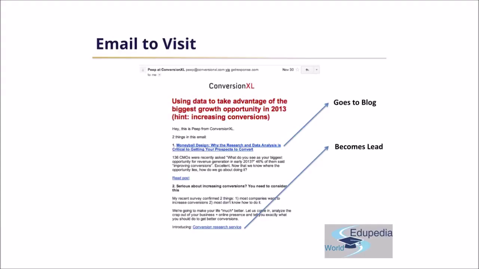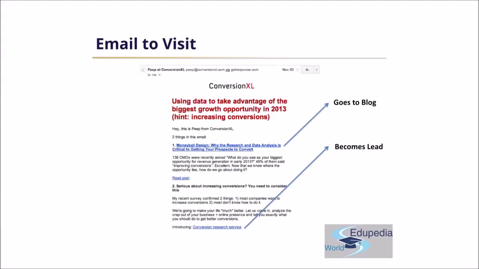It talks about, again, using data to take advantage of the biggest growth opportunity in 2015. It gives you a hint: increasing conversions. How? Hey, this is Peep from Conversion Excel. Two things in this email. One, you can read about why data analysis is critical through a blog. You give them a small introduction to the thing, and you give them another call to action to read it again, right? Why you need to consider this?